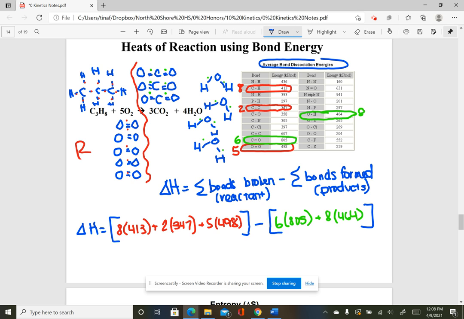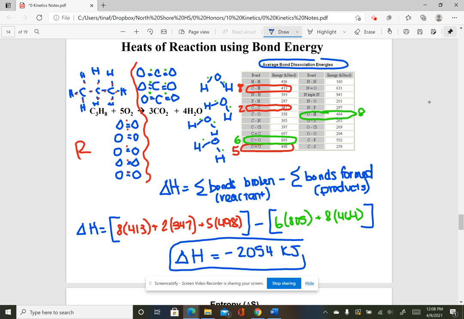All right, please put this in your calculator. When you do and you get an answer, you should get negative 2054. And if your setup is correct and you're getting the wrong answer, we could just talk about how you're putting it in your calculator. All right, so we're going to spend a lot of time on these 3 formulas in class. Please come with questions tomorrow if you have any.